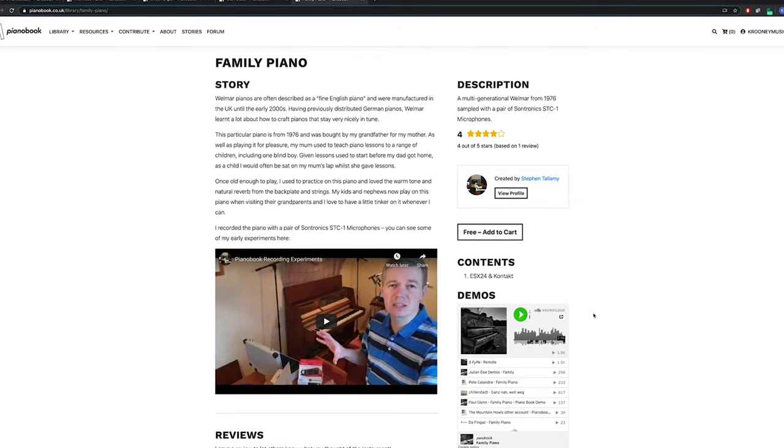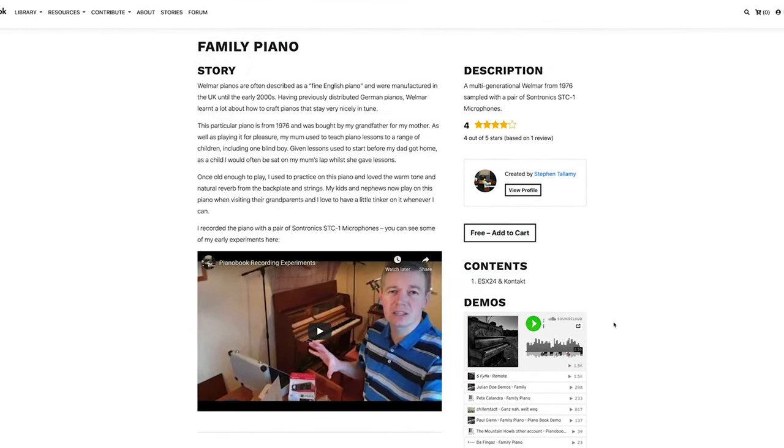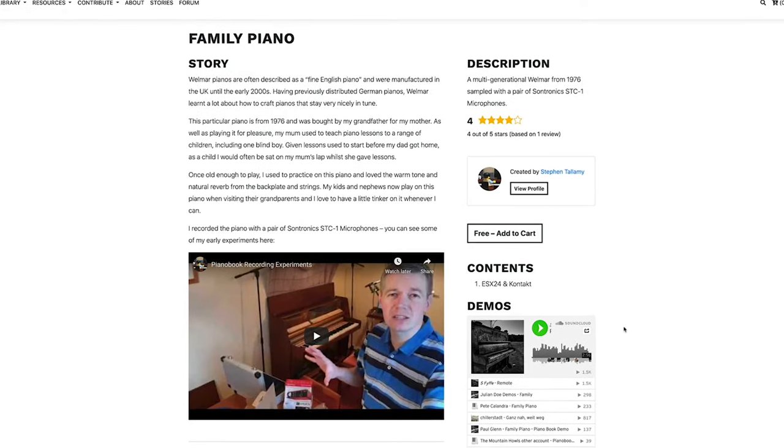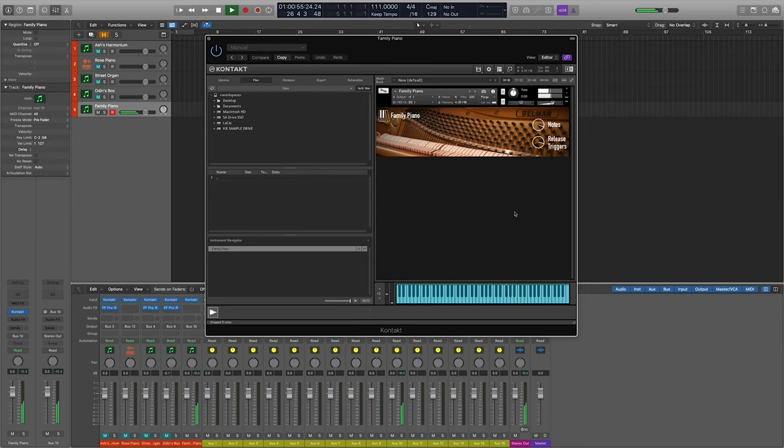Family Piano by Stephen Tallamy. Welmar pianos are often described as a fine English piano and were manufactured in the UK until the early 2000s. This particular piano is from 1976 and was bought by my grandfather for my mother.